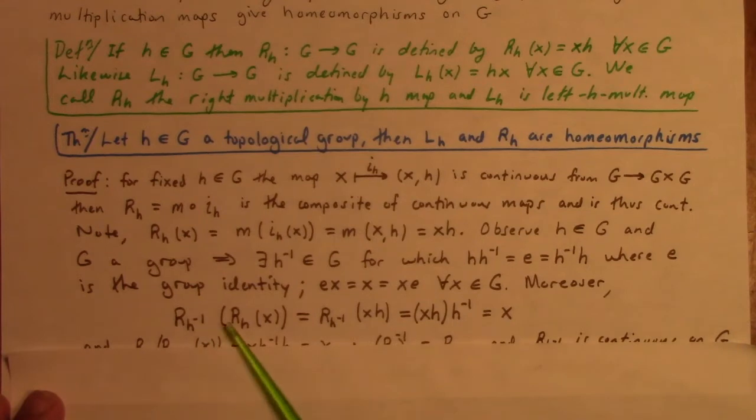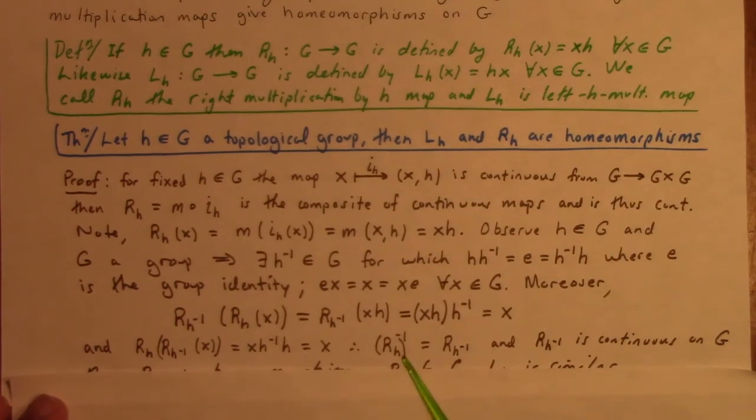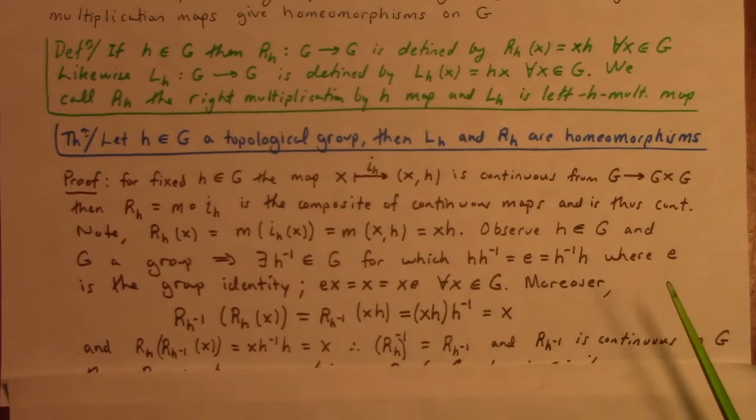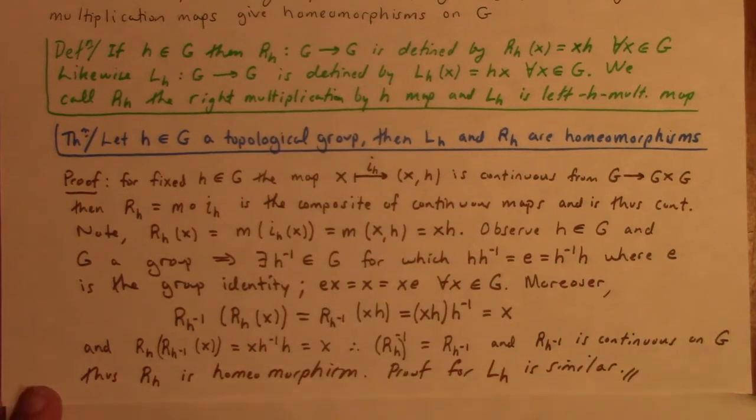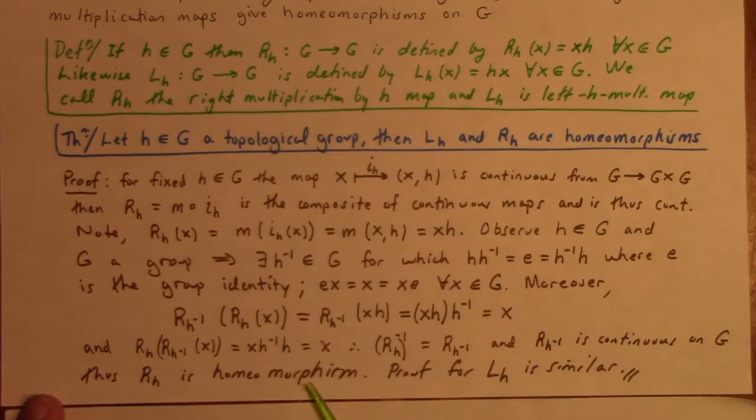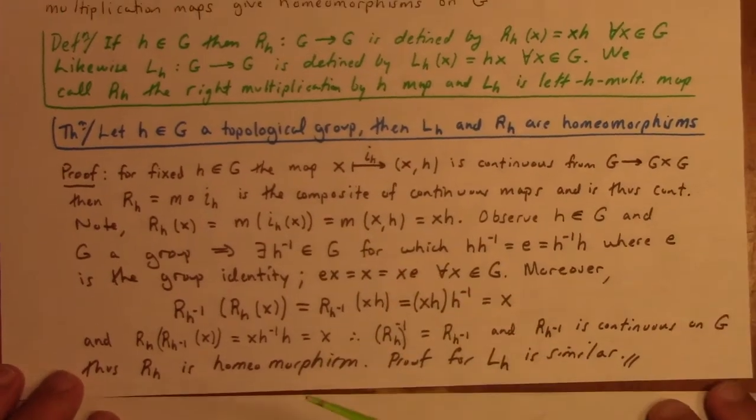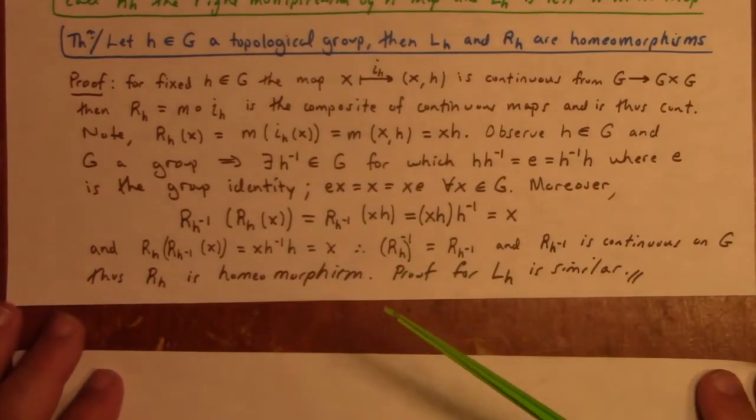So lo and behold, the right multiplication by H map has an inverse. In particular, the inverse of the right multiplication map is the multiplication by h inverse map. Not only does it have an inverse, its inverse is again a map of the same type, and we already know that right multiplication by a group element is continuous. I suppose that's the composition with the inverse map, if you want to get explicit here. Anyway, the point is that the right multiplication by H map is a homeomorphism, meaning it's continuous with continuous inverse.